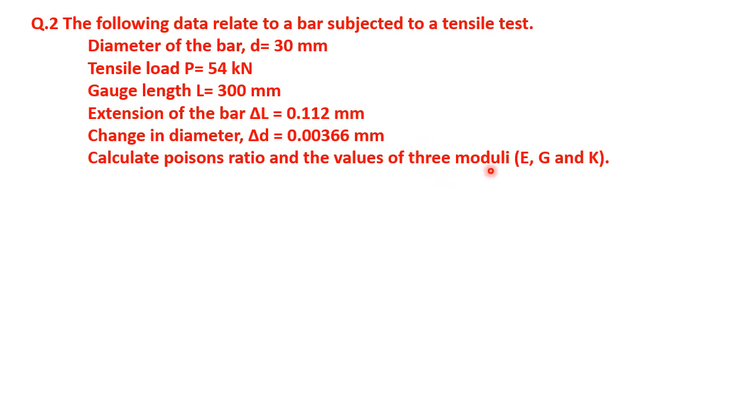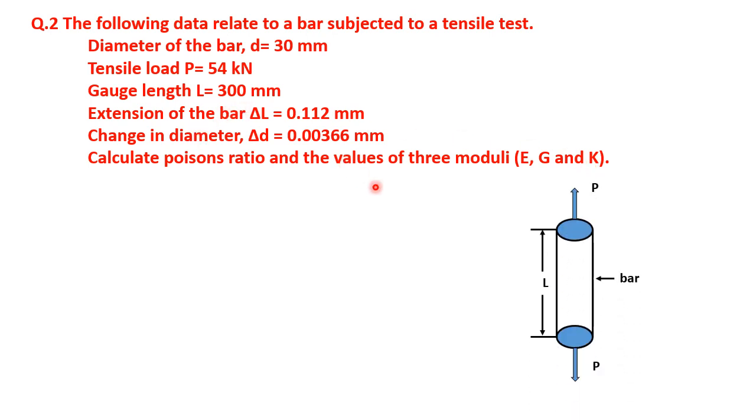So three moduli are the elastic constants: E is the Young's modulus, G is the shear modulus, and K is the bulk modulus. So in this question, we need to calculate the Poisson's ratio and the elastic constants, that is E, G, and K. So here in the question, it's given that a bar is subjected to a tensile test.